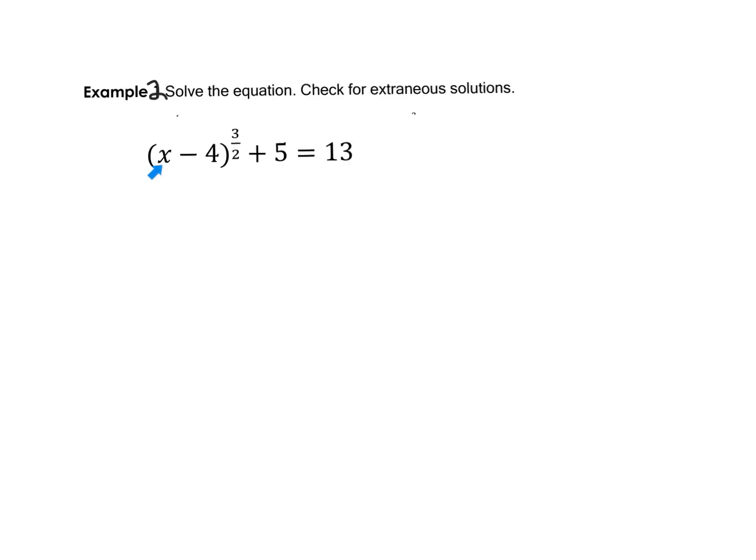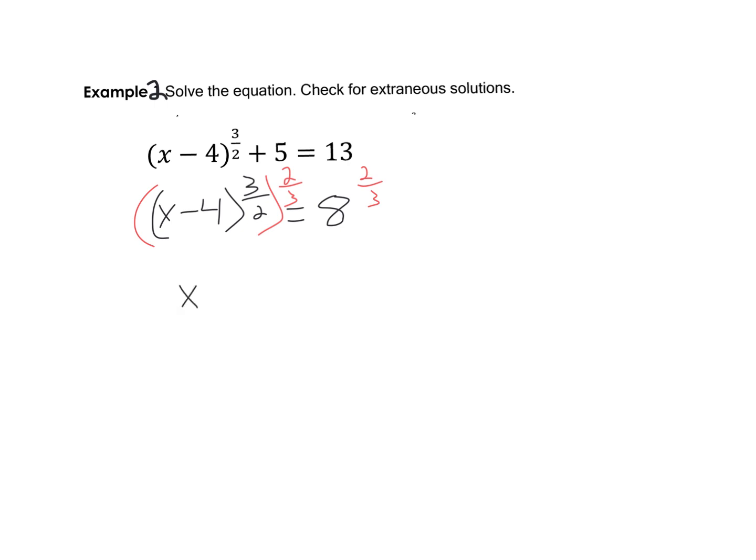So in this example, we have (x - 4)^(3/2) + 5 = 13. So first thing I'm going to do is subtract 5 from both sides. And I end up with (x - 4)^(3/2) = 8. All right, so if x - 4 is being raised to the 3/2, we can clear that out by raising it to the power of the reciprocal, which is 2/3. That means we have to raise 8 to the 2/3 as well.